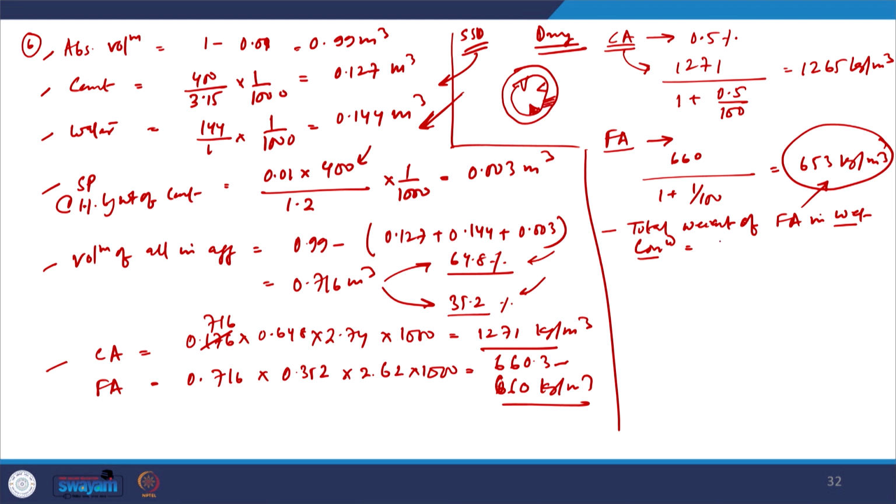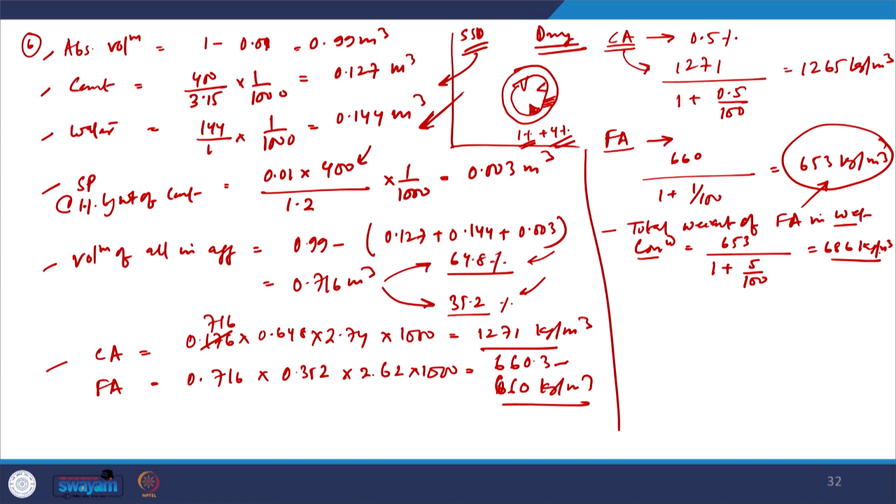So, in that case it will be equal to the total moisture, which is 1% inside the pores plus 4% on the surface. So, 5%. If I want to calculate the total weight, it will be equal to 653, the dry weight, divided by 1 plus total moisture, which is 5 divided by 100. So, this value will be equal to 686 kg per meter cube.